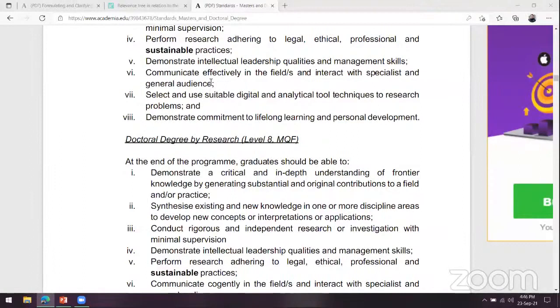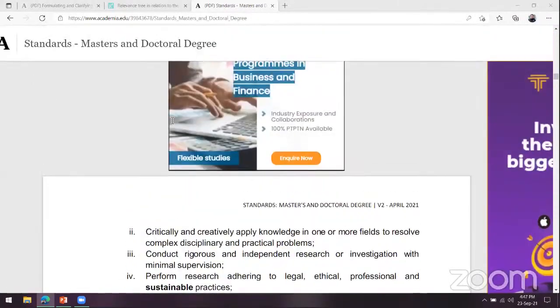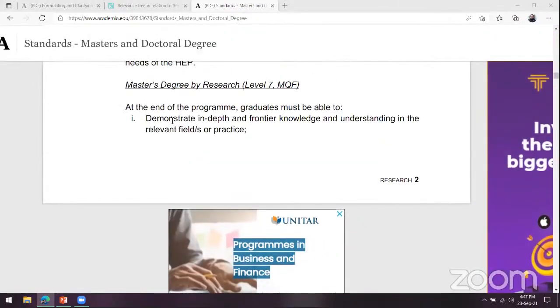Select and use suitable digital and analytical tools and techniques to research problems and demonstrate commitment to lifelong learning and personal development. So these are the guides that we have in Malaysia in order for us to know the scope of us as supervisors in helping to design the degree, the master's degree by research, and then suitably for the master's students.